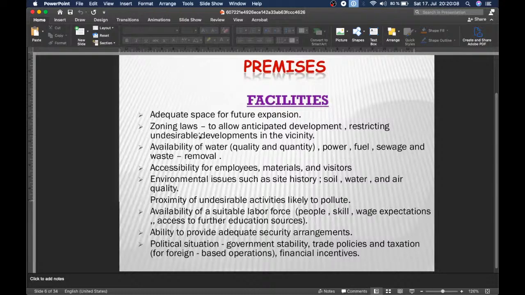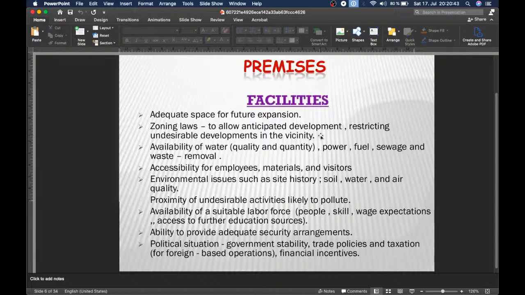So zoning laws allow anticipated developments and restrict undesirable development in the vicinity. There are some zoning laws that you cannot process sewage water there. You cannot use that land for agriculture purposes. You cannot use that land for the pharmaceutical industry. There are always some lands that are meant for something by the government, so you cannot build that industry there. So there are zoning laws, and that has to be taken care of.